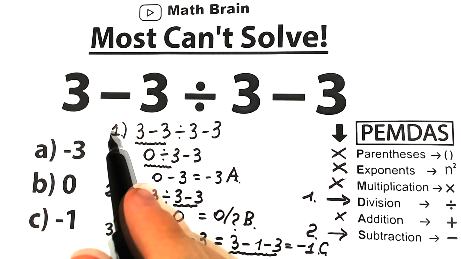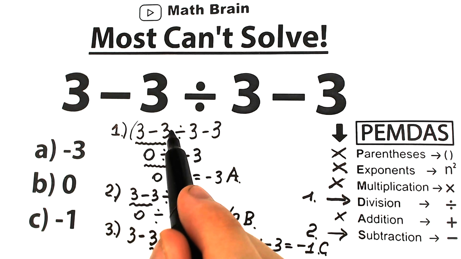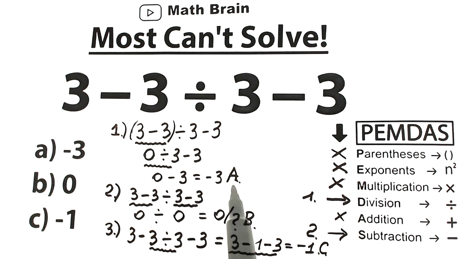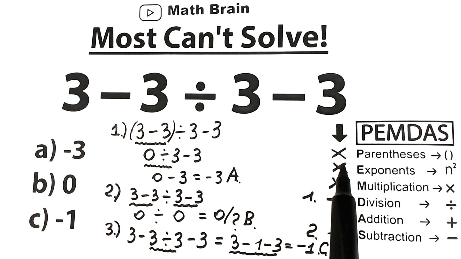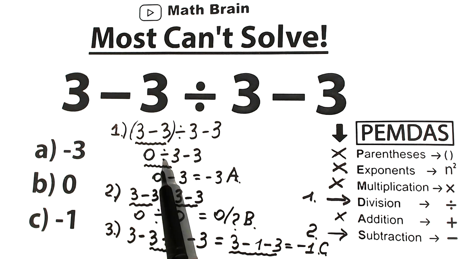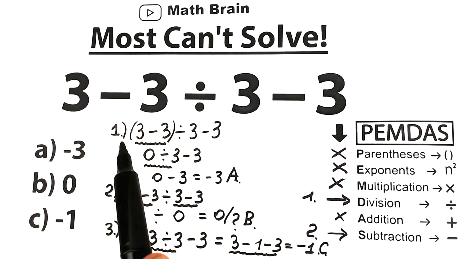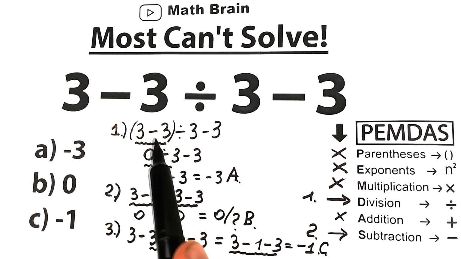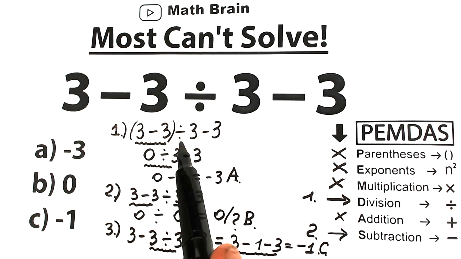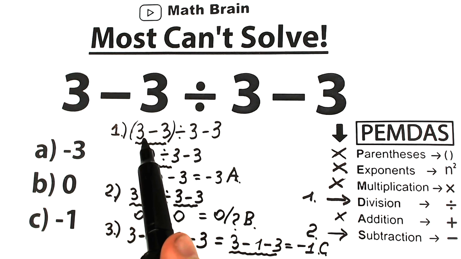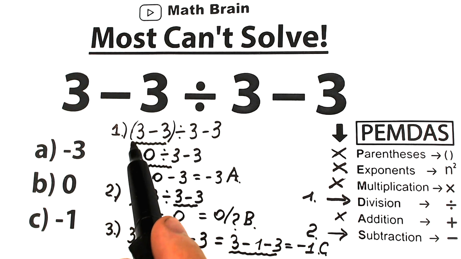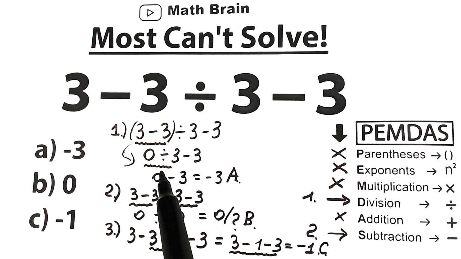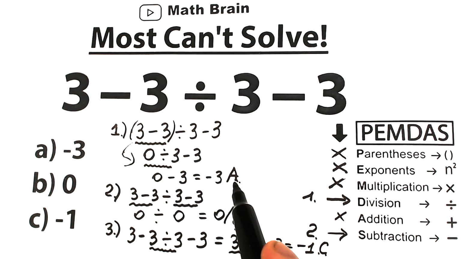This is a great solution, but with parentheses right here. With parentheses, subtraction has higher priority than division. Parentheses have the highest priority, so everything inside parentheses has higher priority. It doesn't matter what you have outside the parentheses. So with parentheses, subtraction first, next division, and the last step is subtraction. In our case, we don't have parentheses, so forget about this option A, which is a really bad mistake.